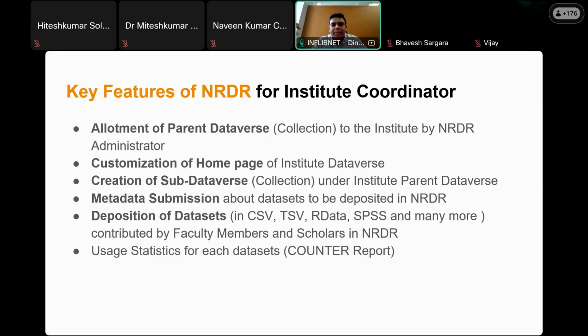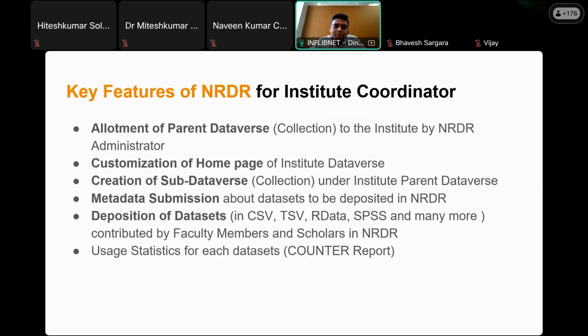And under that parent Dataverse, they can create sub Dataverse. If someone wants to have a data set repository for the thesis submitted, they can have a sub Dataverse for the thesis. Or if they have some research publications and they want to have a subset for those, similarly they can create multiple sub collections under the main Dataverse that will be provided to individual institutions. The administrator of that specific institution can manage those sub Dataverse collections.